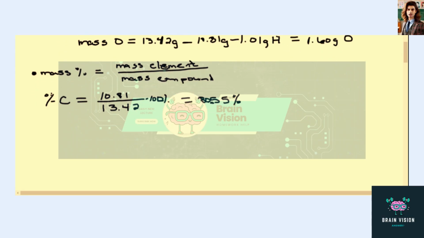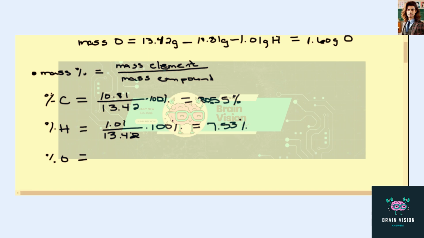Okay, and we're going to keep doing it. We're going to do the percent of hydrogen, the percent of oxygen as well. So now we have the percent of hydrogen is the 1.01 divided by the 13.42. And then, of course, times the 100%. And that is 7.53%.